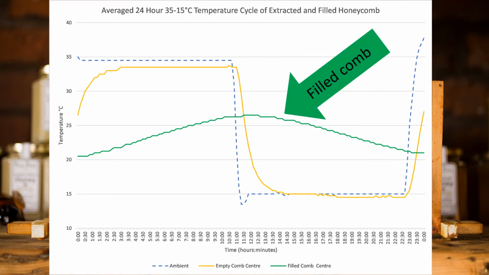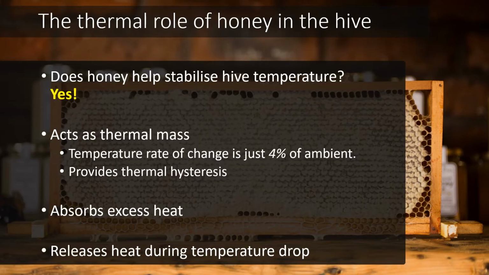when we look at the filled comb, we see that there's not much temperature variation at all. In fact, it's only around 6 degrees Celsius. And what's happening here is the honey is absorbing excess heat energy and then releasing it out when it gets cold again. So to answer the question, does honey help stabilise hive temperature? The answer is a resounding yes.